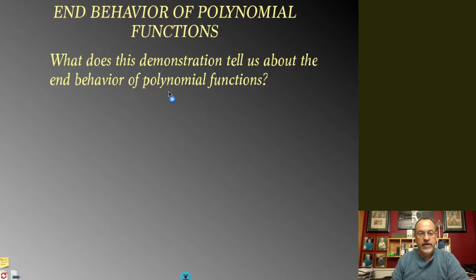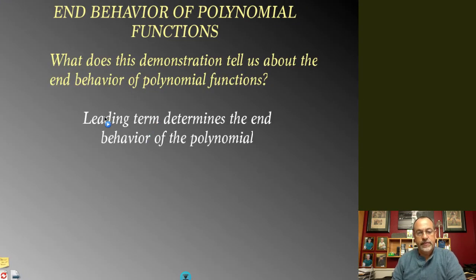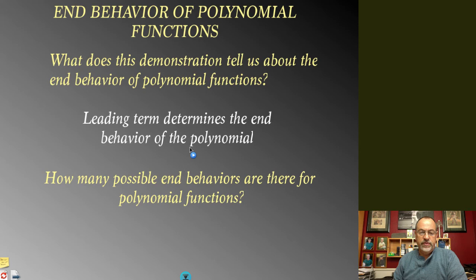All right? So as we look at that demonstration, it's the leading term that determines the end behavior of the polynomial. Those other terms don't affect anything at all. And again, how many possible end behaviors were there as we looked at those? There were 2 possible end behaviors if the leading term was an even power, and there were 2 other possibilities if the leading term was an odd power. So we actually only have 4 possible end behaviors for these polynomial graphs.